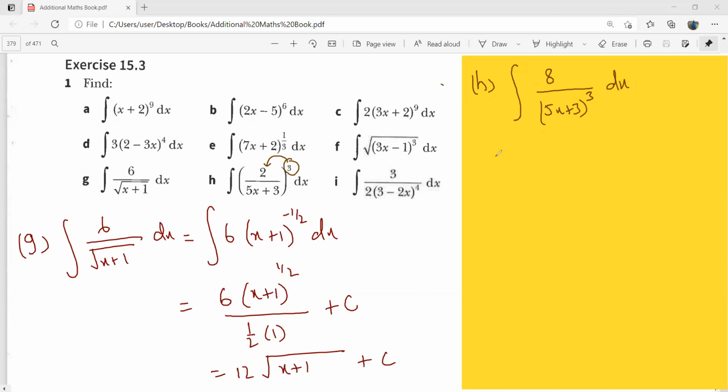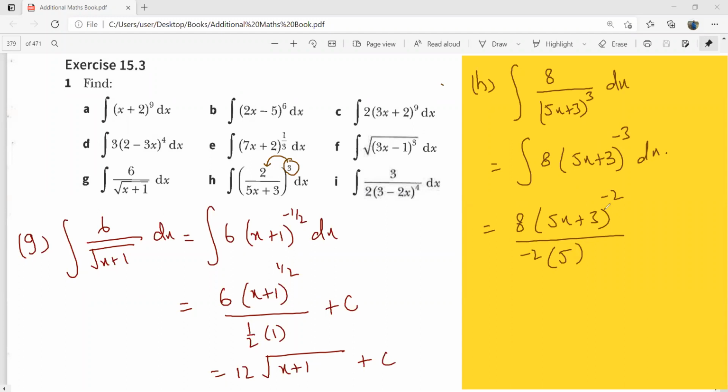Okay, so now the time to move this to the numerator, this is 8 into 5x plus 3 to the power minus 3 dx. And now we can integrate it. 8 into 5x plus 3 to the power minus 2 over minus 2 into 5. There is n plus 1 times the derivative of this 5x plus 3 plus c. 2 4s are 8. So we have minus 4 over 5 into 5x plus 3 whole square plus c. Okay?